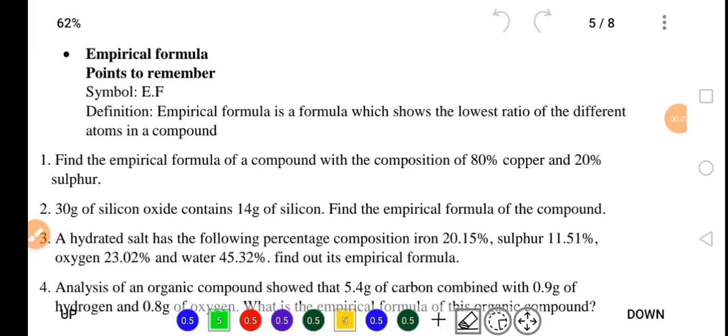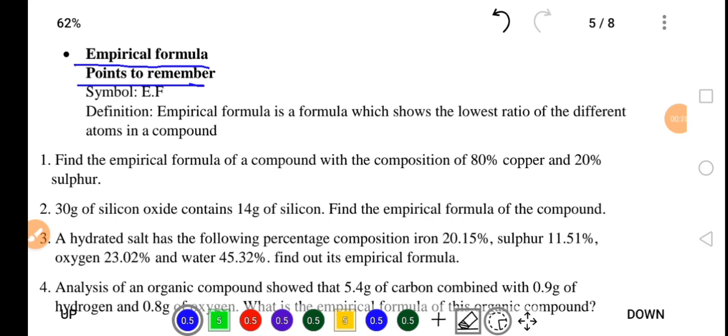Empirical formulas. In this video we are going to be learning about the empirical formula. Of course, we have important points to remember.